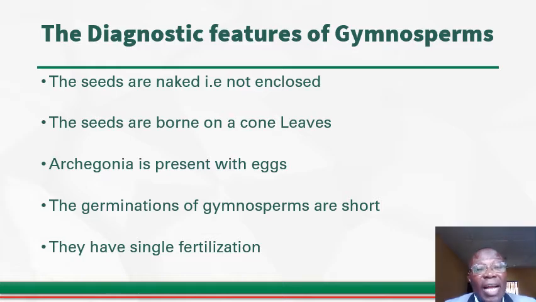Then there are archegonia, which are present with the eggs. The germination of this particular group is usually very short. Within the short period, they carry out germination. So they have single fertilization in them, unlike the angiosperm that have double fertilization. When we get to the angiosperm, we will see what double fertilization is. But in the gymnosperms, we have only single fertilization.